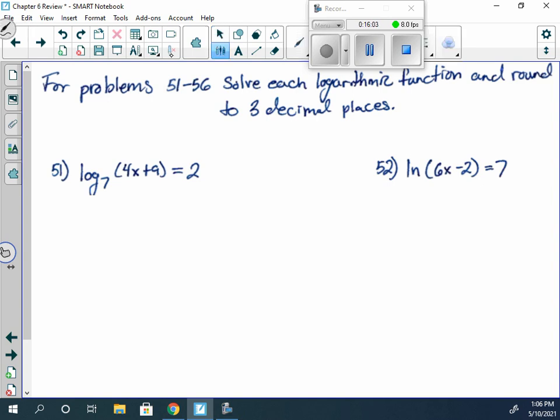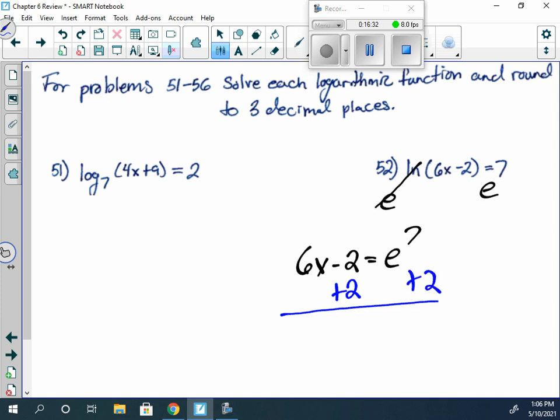There's nothing else to it. So what we can do is, since it's by itself, apply e to both sides because those would cancel, leaving us with 6x minus 2 is equal to e to the 7th. Now, since we know that e is an irrational number, a non-repeating, non-terminating decimal, I'm going to leave it till the very end. Now, what can we do next to solve for the value of x?